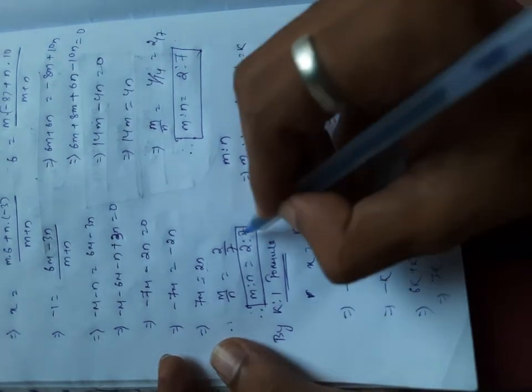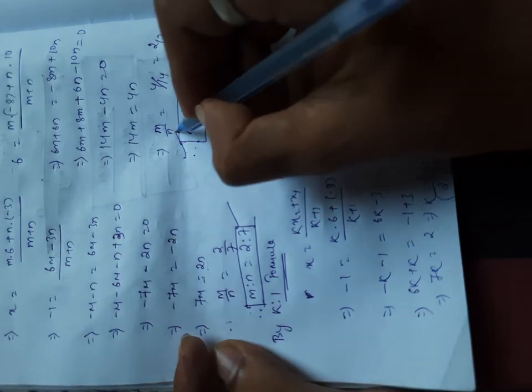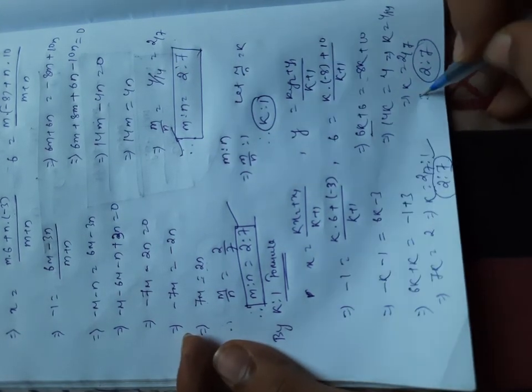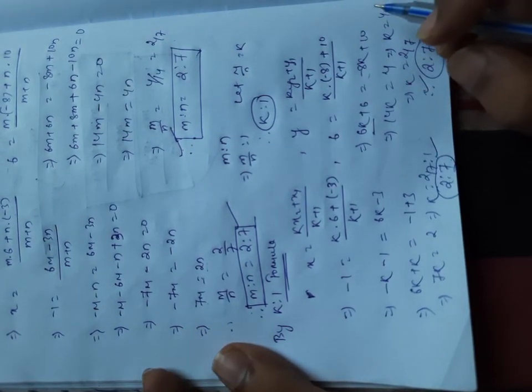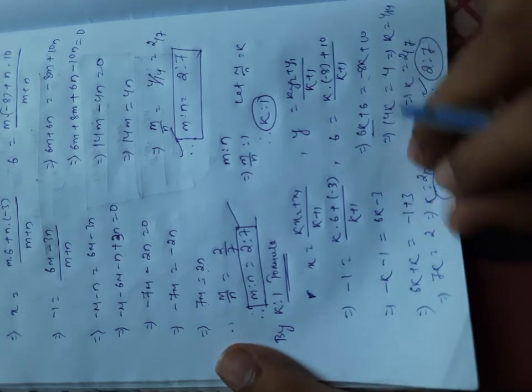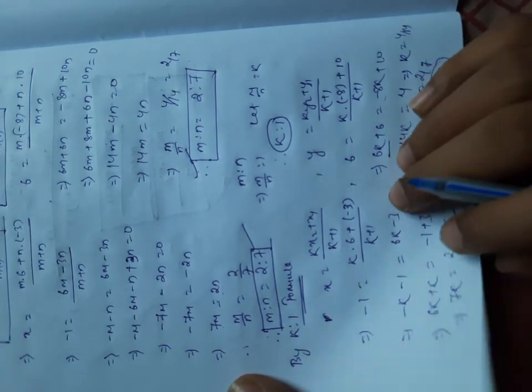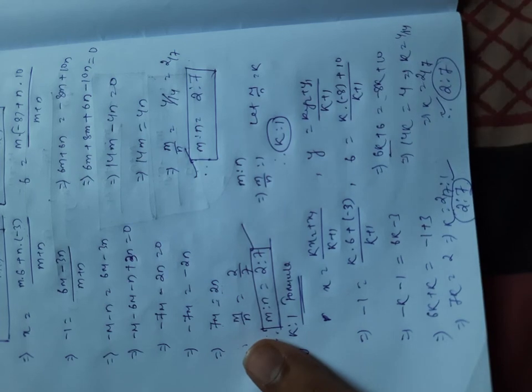We see here that in all 4 cases the ratio is the same, whether we take m is to n or k is to 1. Okay, so here is the answer. Now we can write another question of 1 is to 1.